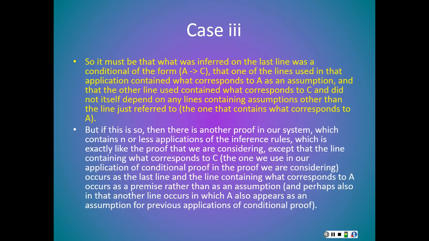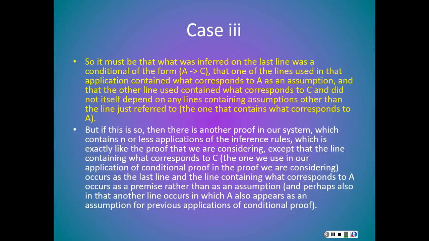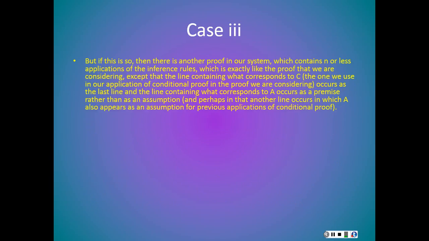But if this is so, then there's another proof in our system which contains n or less applications of the inference rules, which is exactly like the proof that we are considering, except that the line containing what corresponds to C, the one we are using in our application of conditional proof in the proof we are considering, occurs as the last line, and the line containing what corresponds to A occurs as a premise rather than as an assumption. And perhaps also in that another line occurs in which A also appears as an assumption for previous applications of conditional proof. Okay, that's a mouthful, but let's go ahead and look at an example that illustrates what this paragraph says must be going on.